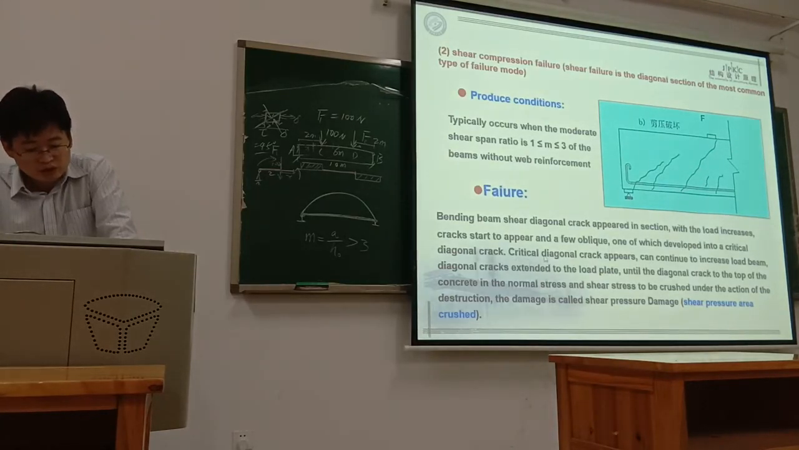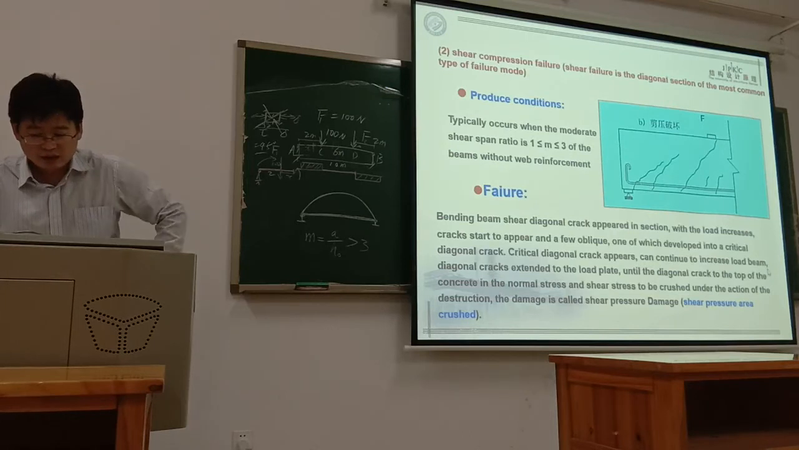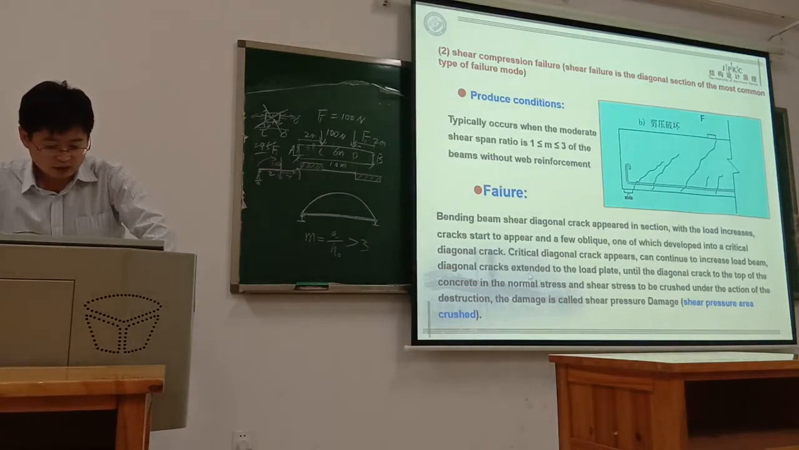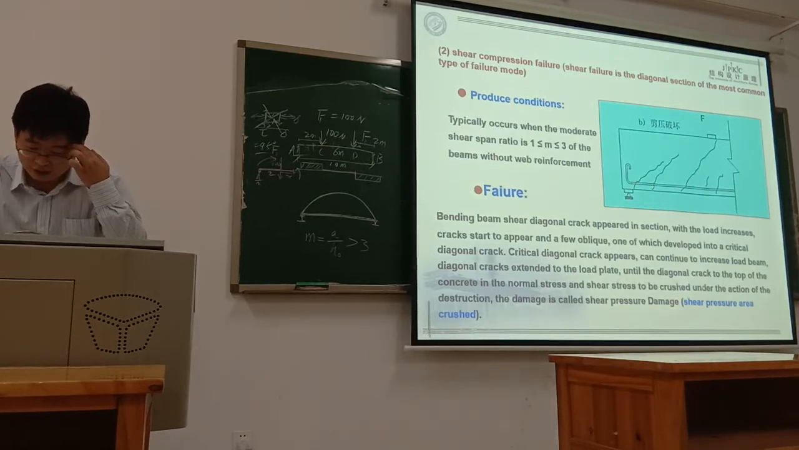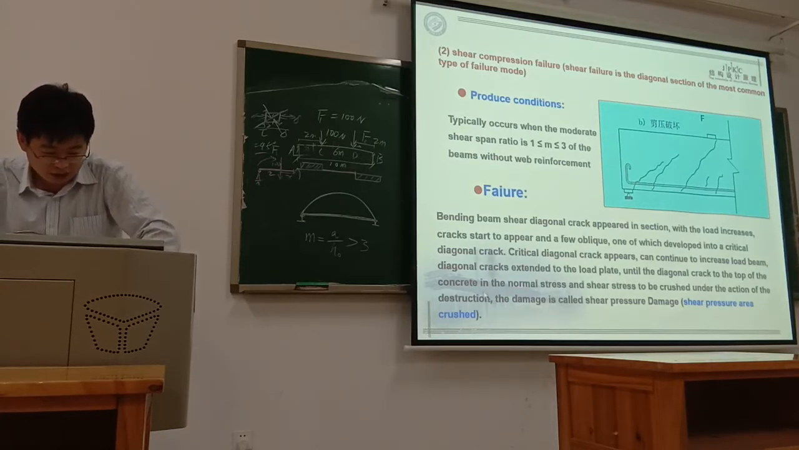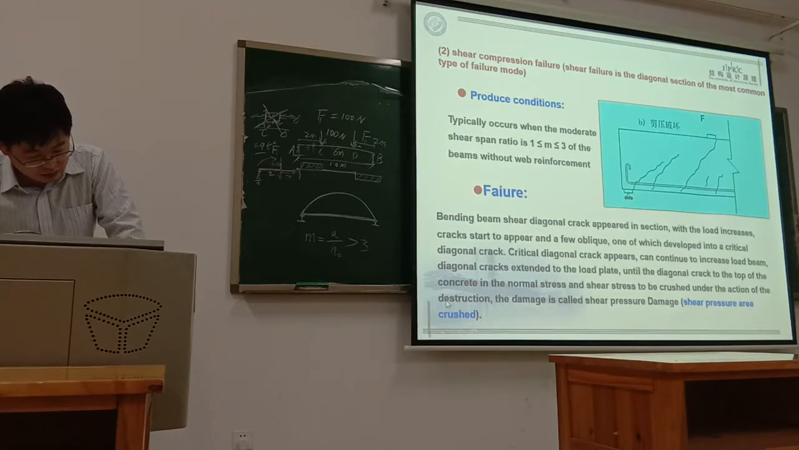This critical diagonal crack appears, and the beam can continue to increase loading. The diagonal crack extends deeper until it reaches the top of the concrete, which is crushed under the action of the normal stress and the shear stress. The damage is called shear compression damage.